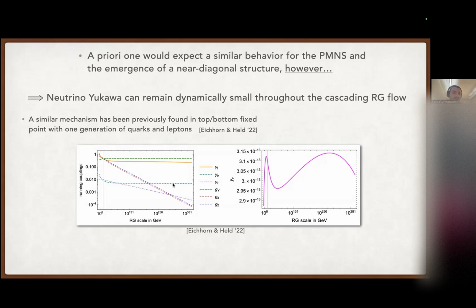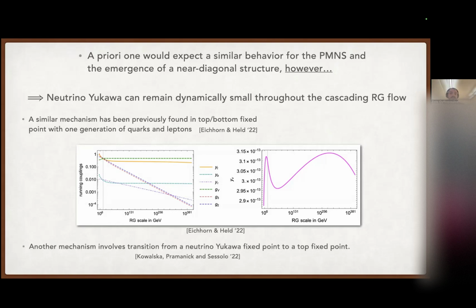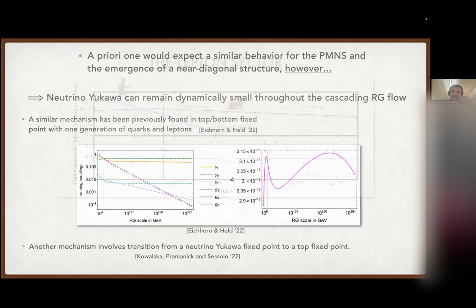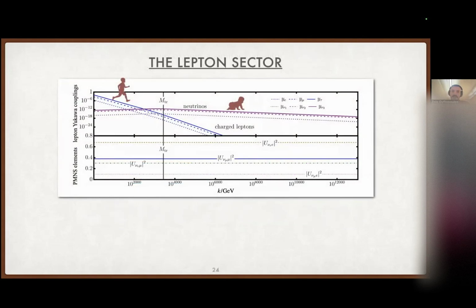Another mechanism you can find for the same type of thing, where the neutrinos remain small, is in another work by Kamila Kowalska's group, also around the same time. But how does this lepton sector now look after numerical integration? You can see it in this plot, where you see that we start from very, very small values and the neutrinos are flowing very, very slowly. And at some point below the transition scale, they will start decreasing again, so that they remain very, very small compared to all of the other couplings.